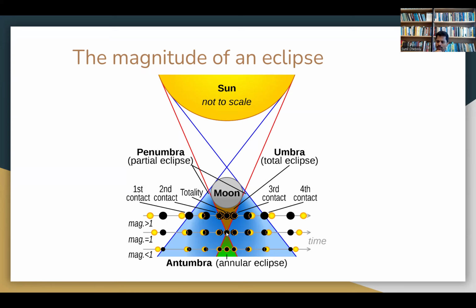But if the Earth is closer, and if you're in the umbral region in this part, okay, then what's going to happen is that the moon covers a bit too much, and you get a magnitude greater than 1. But if you're further in this green region, then the moon doesn't completely cover. You get an annular eclipse where the fraction covered is less than 1.